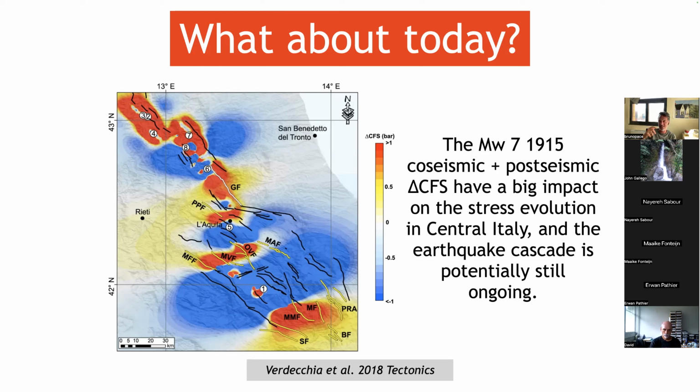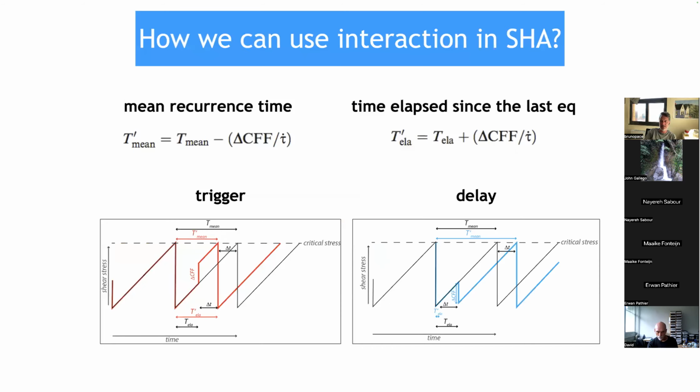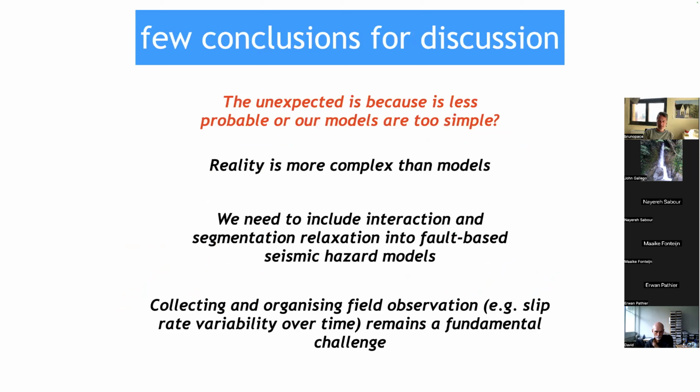And so we have to understand whether or not to consider this kind of data. We can use interaction in seismic hazard models using the Coulomb stress changes, because we can change the mean recurrence times of the events, considering a trigger or a delay in the events, changing the mean recurrence time and the lapse time from the last event, considering also the Coulomb stress change point by point. Okay, the last slide I want to use just for discussion, a few conclusions.